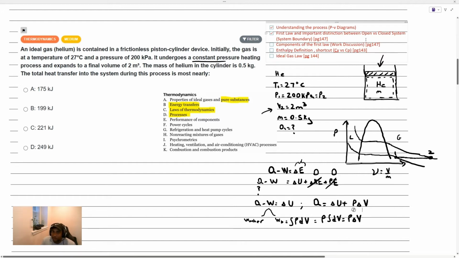Now, we're going to come back to computing that heat transfer, but I want to show you guys in the reference manual where you could find some of this important information. And you can see I have it highlighted here on page 147. So let's go ahead and take a look at that.